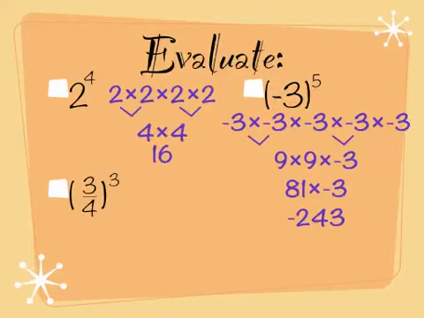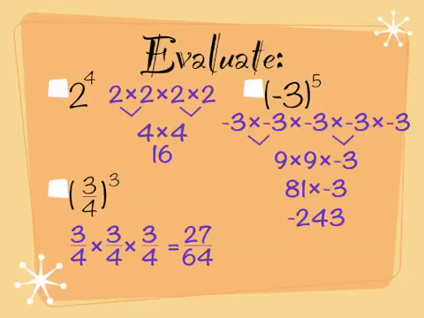The final example is 3/4 cubed. That means I need to multiply 3/4 times 3/4 times 3/4. If you remember multiplying fractions, we multiply straight across, my numerators together and then multiply straight across the denominators together. So we have 3 times 3, which is 9, times 3, which is 27. And similarly, I'm going to multiply my denominators. 4 times 4 is 16, and 16 times 4 is 64. So 3/4 cubed is 27 over 64.